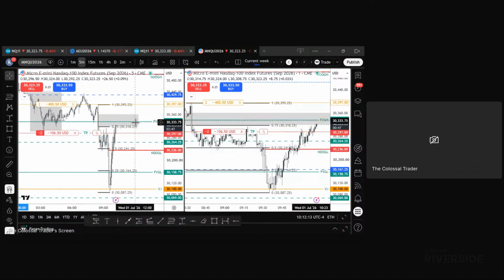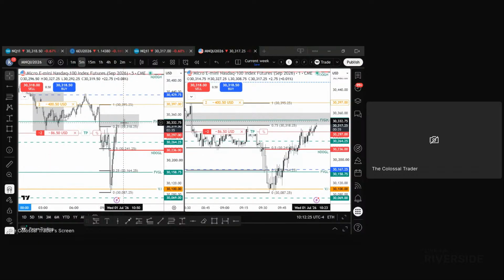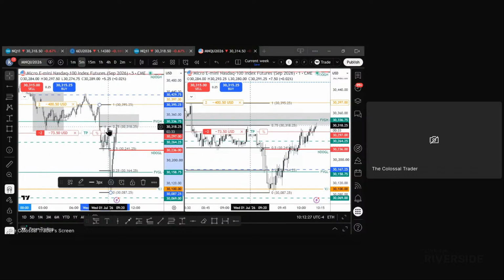I took out that 15-minute level. I don't want to see that. There's too much clutter. So we'll see. Again, for me, I'd rather see price stay below the midpoint of this London session. I'm going to take out this Fibonacci as well.